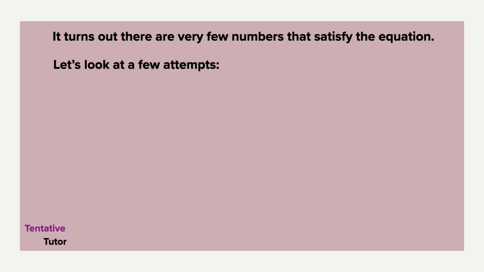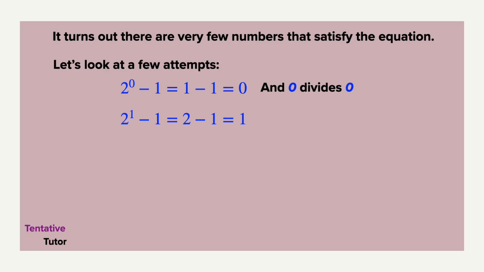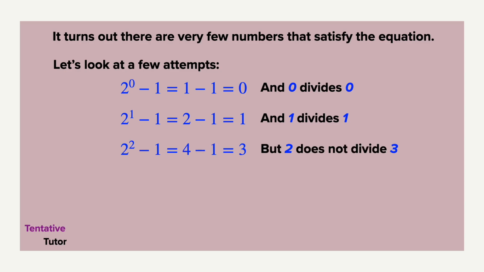Let's make a few more attempts, starting with 0. 2 to the 0 minus 1 is 1 minus 1, which is 0. And 0 divides 0, so that works. How about 1? 2 to the first minus 1 is 2 minus 1, which is 1. And 1 divides 1, so that works. Next, let's try 2. 2 squared minus 1 is 3, but 2 does not divide 3. We already tried n equal to 3. Let's try 4. We see that 4 does not divide 15, so that also does not work.